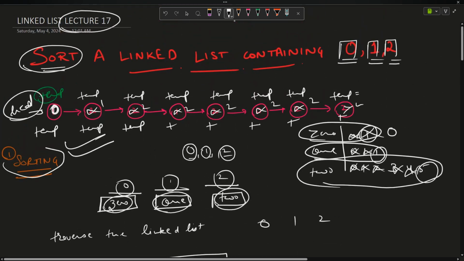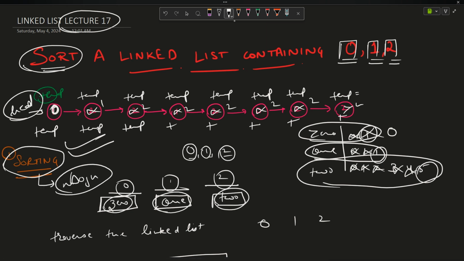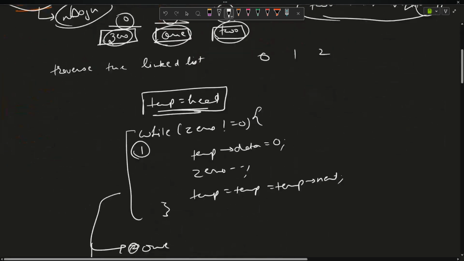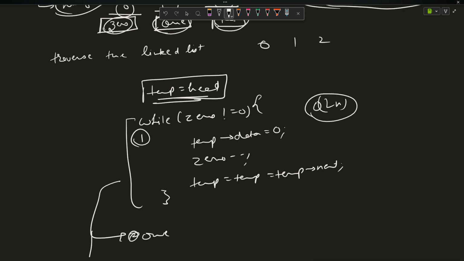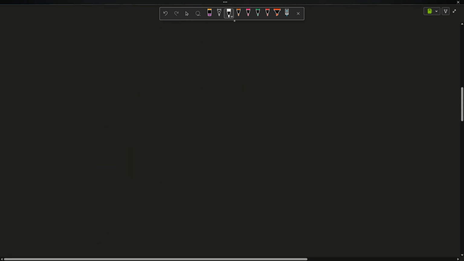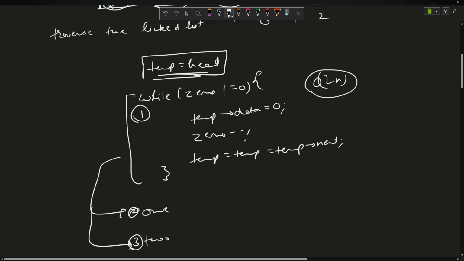If you had used a sorting algorithm, it would have taken around n log n time. We know that sorting takes n log n, not less than that. But right now it is taking 2n time, one pass for counting the number of 0s, 1s and 2s, and one for filling them. So it is more optimal, and our algorithm is clear to us, and it also uses constant extra space.